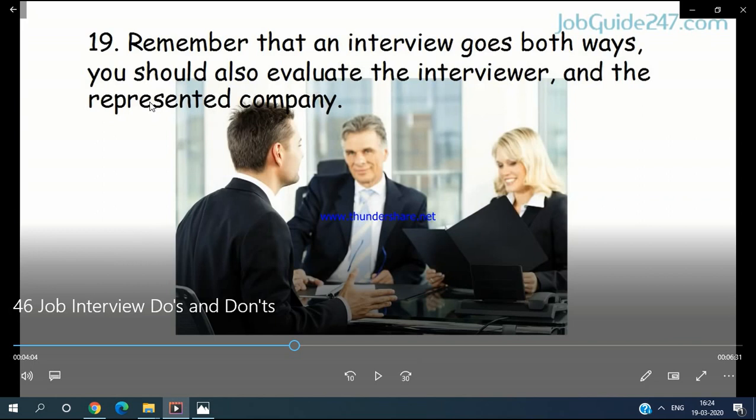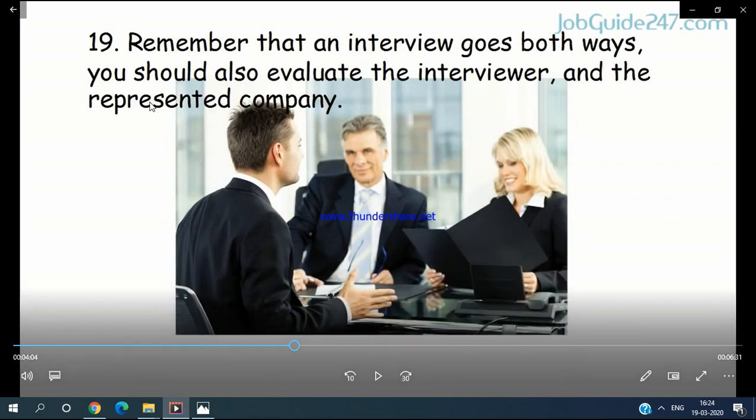Very good. So remember that an interview goes both ways. You should also evaluate the interviewer and the represented company. Sometimes what happens, the interviewer goes both ways.